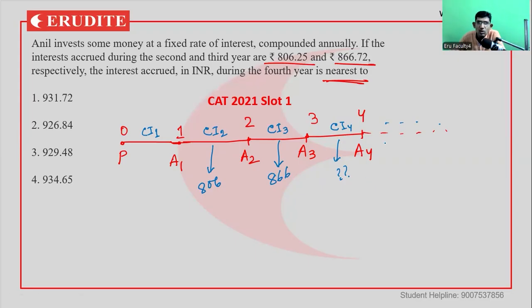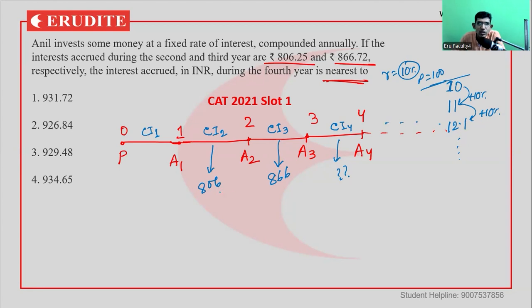Now, what is the logic? As you know, in compound interest, the interest increases by R% with respect to the previous year. If the rate of interest is 10%, then interest will increase by 10% with respect to the previous year. That's the property of compound interest. If principal is 100 and rate of interest is 10%, then first year interest will be 10, next year interest will be 11, then 12.1 and so on. It means interest will be increasing by R%.